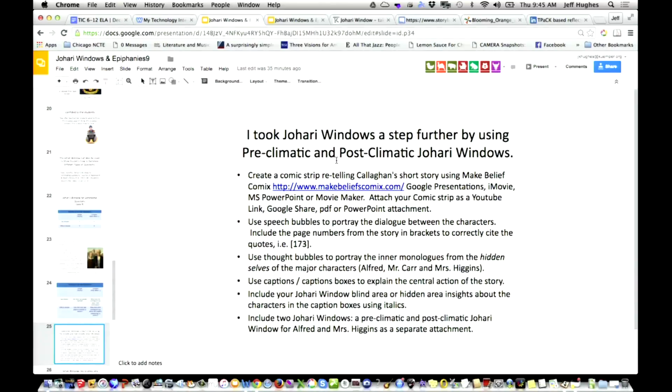I also took Johari Windows a step further by using pre-climatic and post-climatic Johari Windows. So the climax of the story, in many cases, is where the character makes an epiphany or discovery about themselves, about life, or about others. But sometimes we would have a different kind of Johari window before and after that epiphany or that climax. So we're not just using one Johari window, we're using two, and we're shifting the sizes of the quadrants between known and unknown as these characters are developing and evolving.